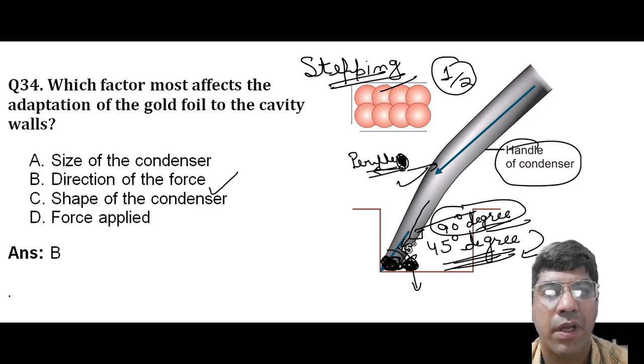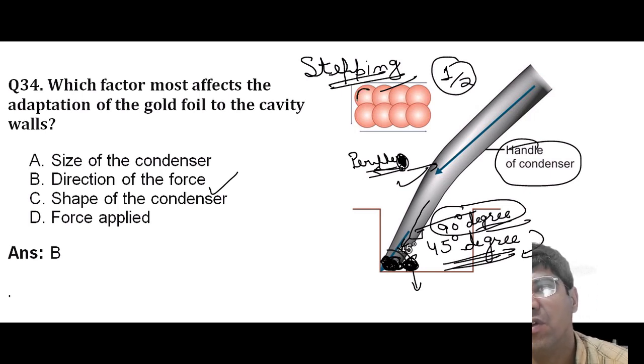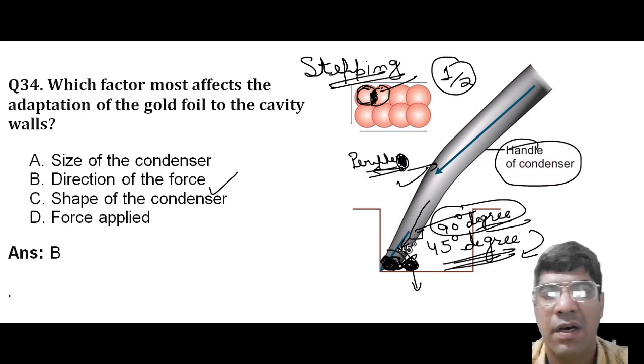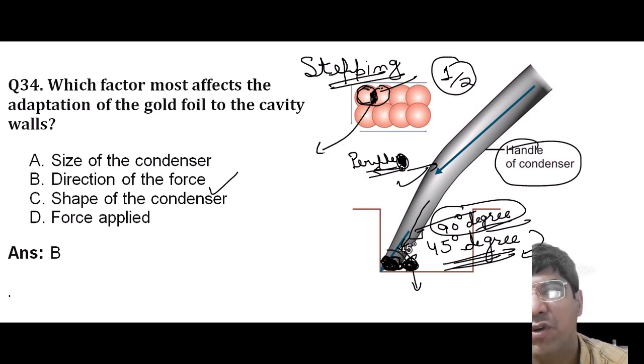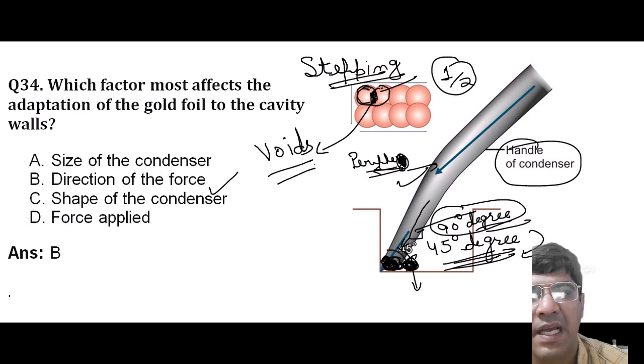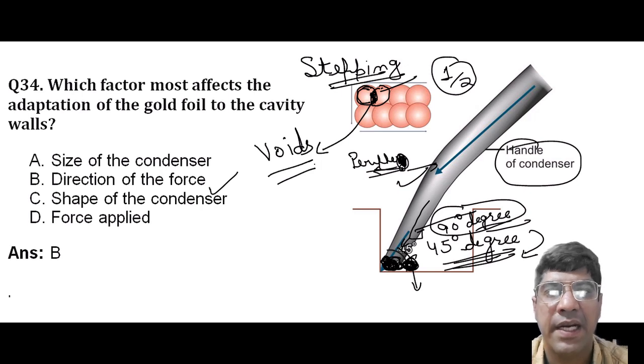So that is again important from your exam point of view. Stepping involves overlapping the previous area of a condenser stroke by half or one fourth. So the next stroke is to cover at least one fourth or at least one half of the area. This uniform compression and compaction is essential for the hardening and welding of the restoration. So due to this, a cohesive mass is achieved. This also helps to eliminate voids. The stepping process helps to eliminate the voids. Apart from that, it will improve the adaptation of the restorative material to the cavity walls.